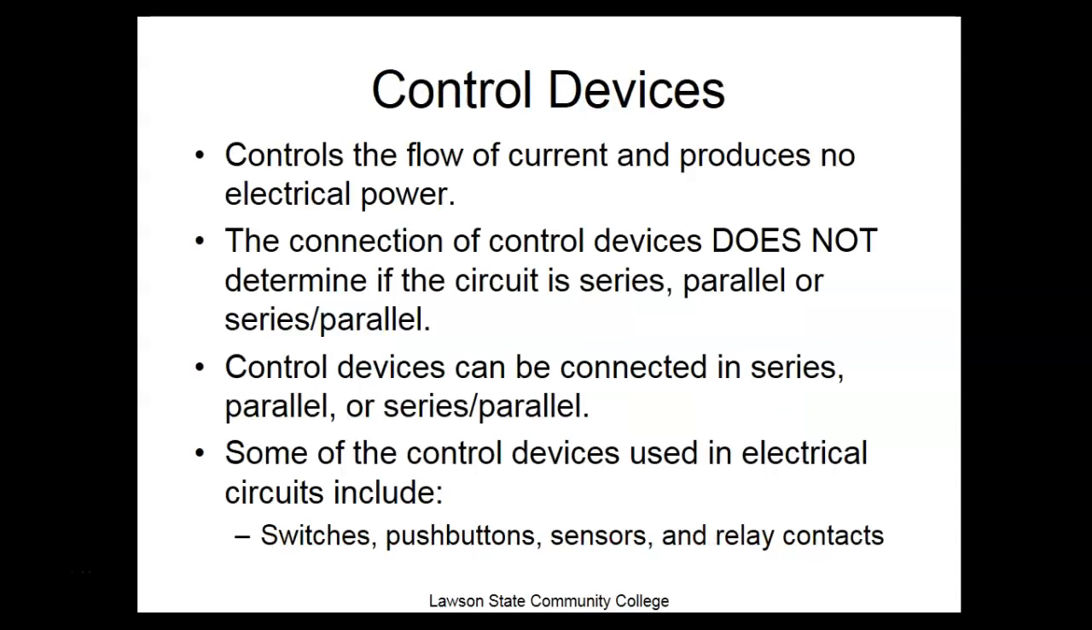Control devices control the flow of current and produce no electrical work. So they don't have opposition, or they have almost none. They have an opposition so low we can't measure it. So light switches are not supposed to get hot because they have no opposition, which means they have a function in the circuit, but they don't produce power. The connection of control devices does not determine if the circuit is series, parallel, or series parallel. So we can connect control devices any way.